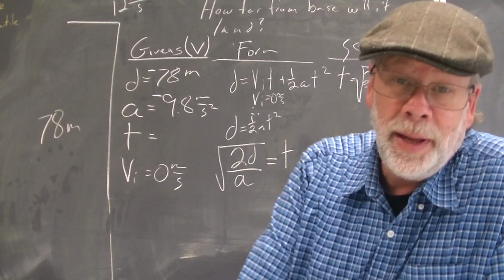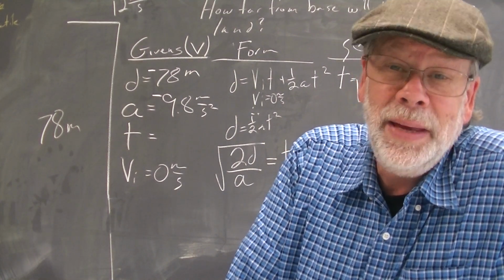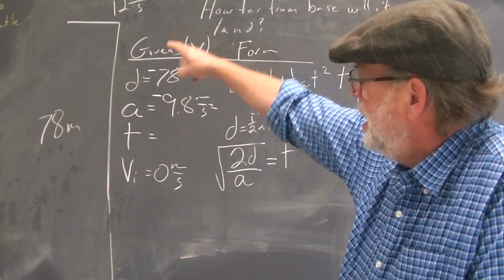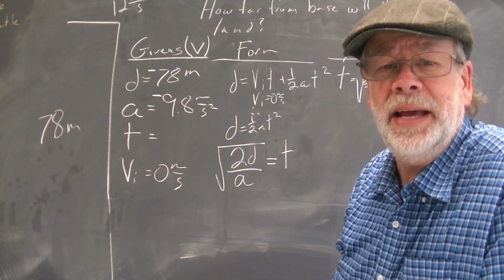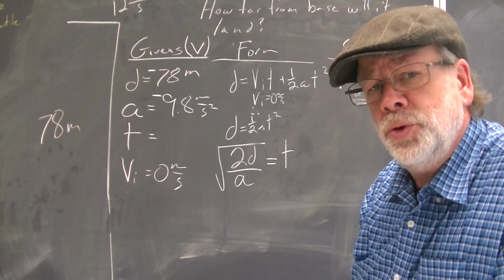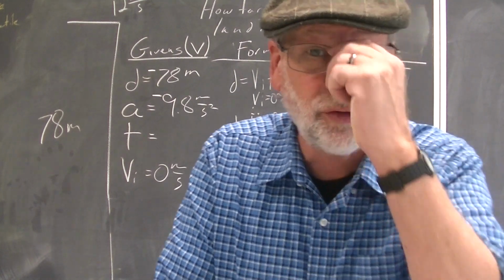In any problem like that, remember the biggest issue you might have is forgetting to take the square root. Can we come up with how many seconds a 78-meter drop is going to take? If you've been doing drop problems, you shouldn't have much trouble with that. How about a 3-second drop problem?